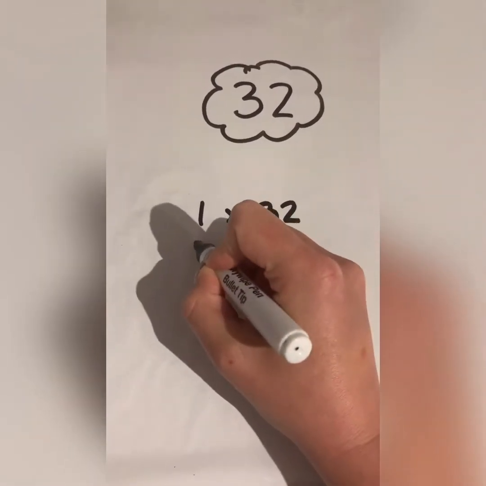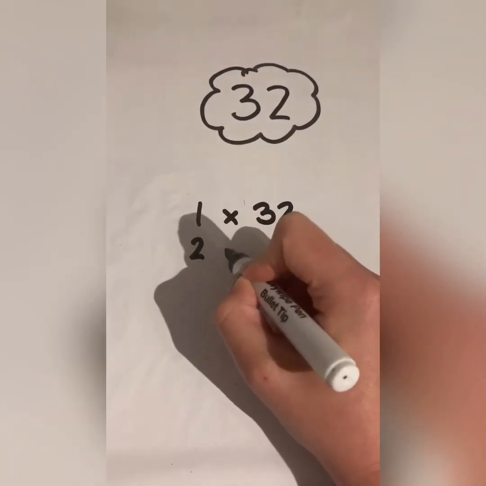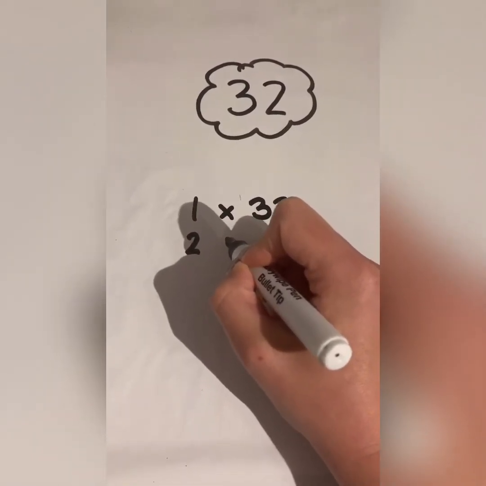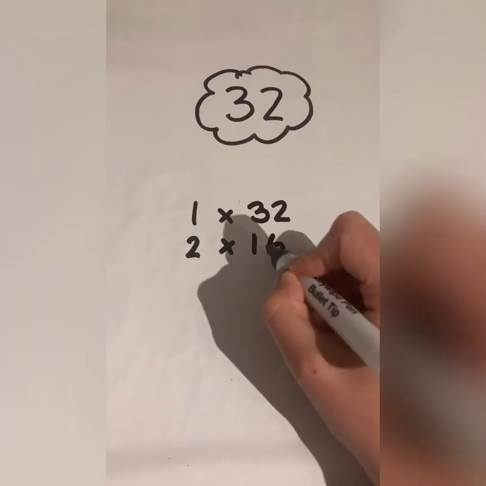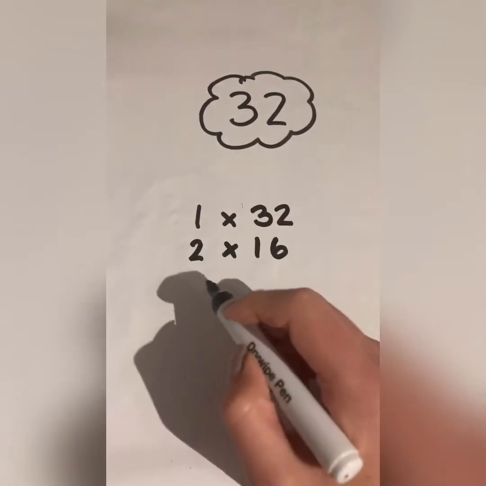Then I'm going to think about the 2 times table. Is there anything in the 2 times table that can be multiplied to give me 32? And the answer would be 16, because 16 times 2 is 32.